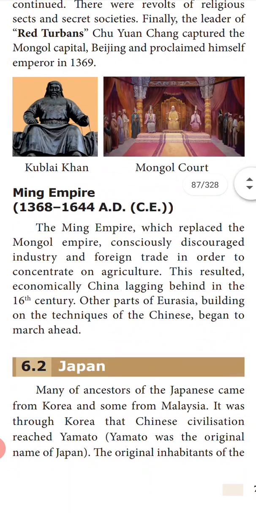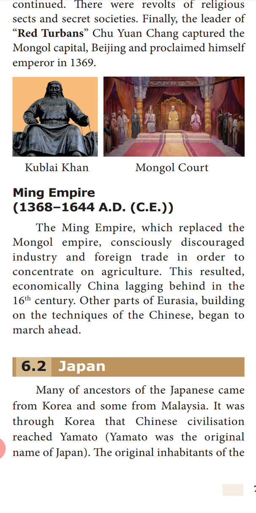Ming Empire. The Ming Empire, which replaced the Mongol Empire, consciously discouraged industry and foreign trade in order to concentrate on agriculture. This resulted in China lagging economically. So after the Mongols, they discouraged industry and foreign trade. So, economically China declined. Then the other part of Eurasia, Europe, Asia and all, building on the techniques of the Chinese, began to march ahead. That means they started to grow faster than the Chinese. Okay? So because of Mongol rule, China came into decline.